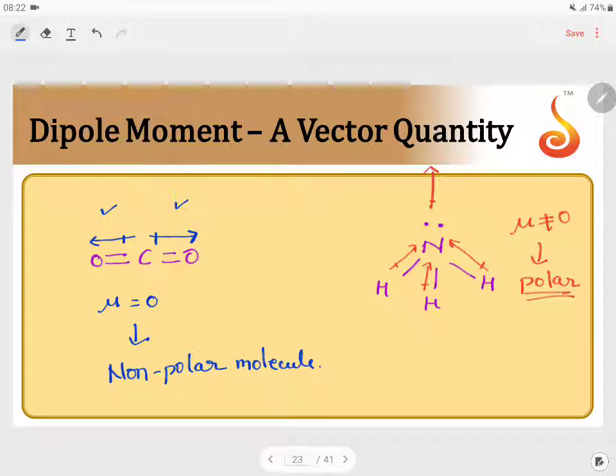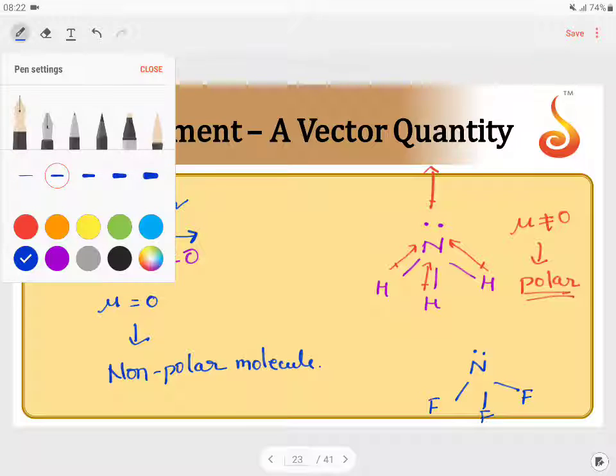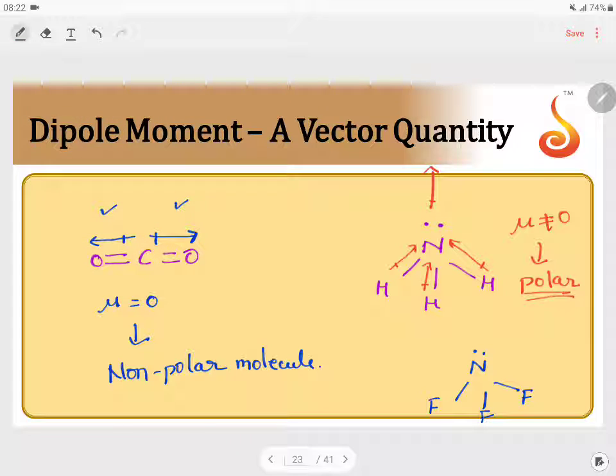Now, we can compare the polarity of NH3 with NF3. I'm going to write the structure now. NF3 has a similar structure. By looking at the molecule, we might assume that NF3 is more polar compared to NH3. But the experimental value says that it is NH3 which is more polar.